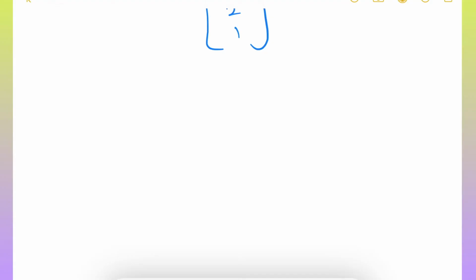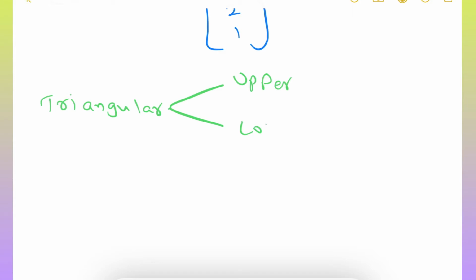Next type of matrix is triangular matrix. In this triangular matrix, again we will be having two types. One is upper triangular and one is lower triangular matrix. Okay, now let us check what is upper triangular and what is lower triangular.